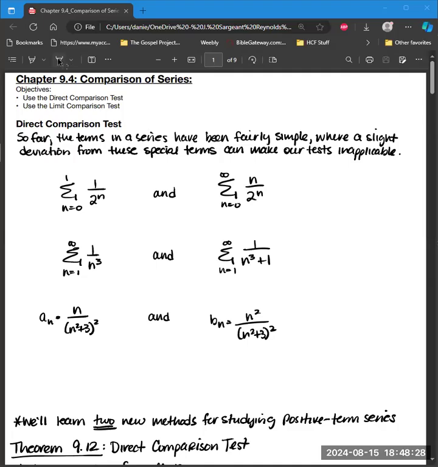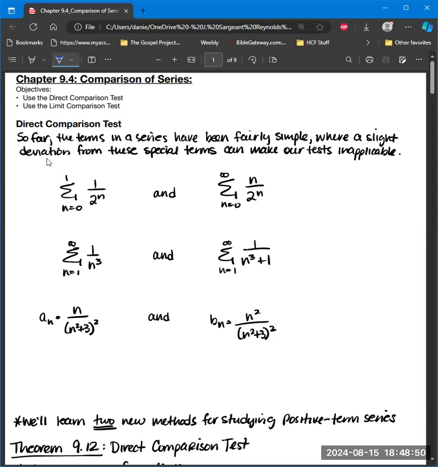In this video, we're going to talk about 9.4, which is the comparison of series. And we're going to use the direct comparison test to test for convergence or divergence of series. And we're going to use the limit comparison test to test for convergence or divergence of series. So far, the terms in a series have been fairly simple.